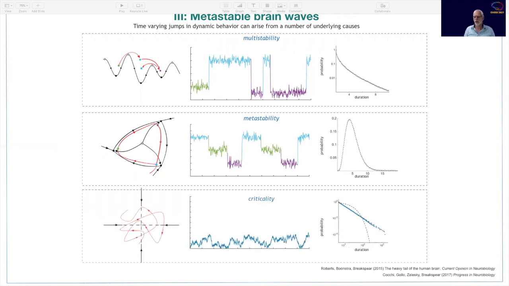And you can also get criticality, which is when there's not really any attractor, there's just a lot of noise, and the system sort of wanders around like it's in a ghost state. And we've looked at these, and if you get into this field, I do recommend that you learn the difference between criticality, metastability, and multi-stability, because they're often used interchangeably, but they're really quite different.